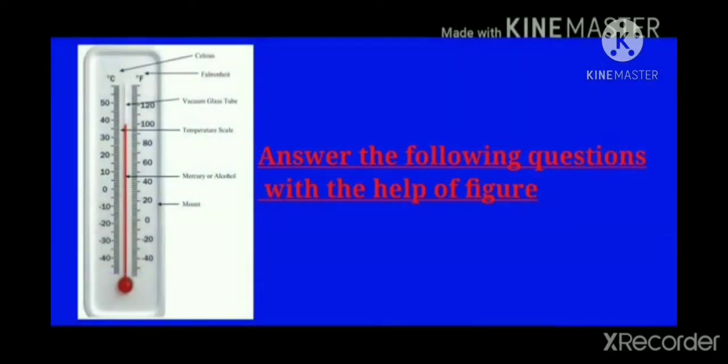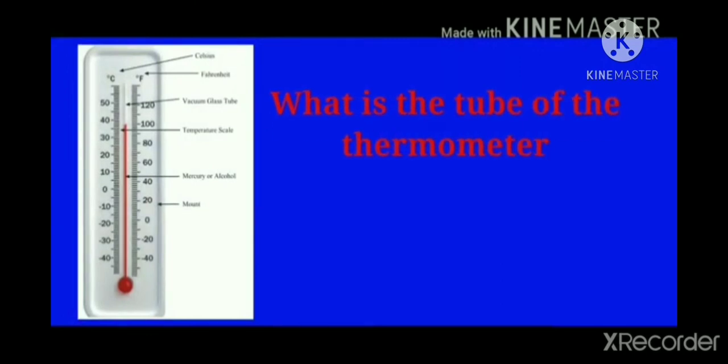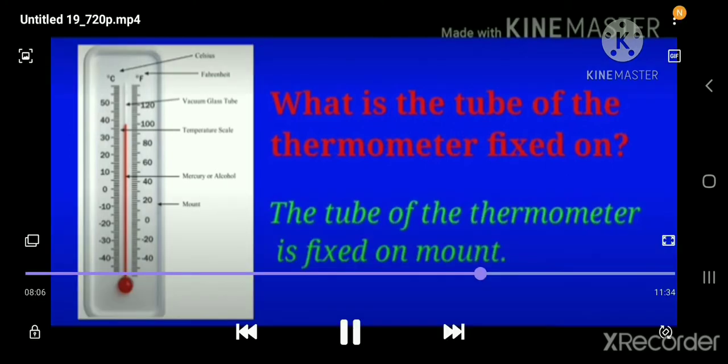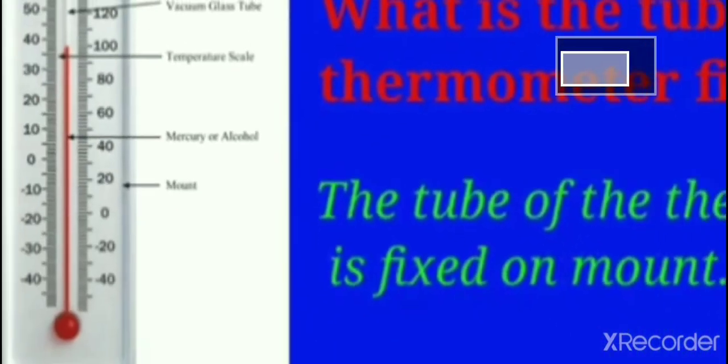Now, let us see, can you tell? The questions have been given here with the help of a figure. See this picture, what is it? It is a simple thermometer, right? The first question is, what is the tube of the thermometer fixed on? The tube of the thermometer is fixed on this mount. The mount is a box type structure. Yes, so it has been fixed on this mount.